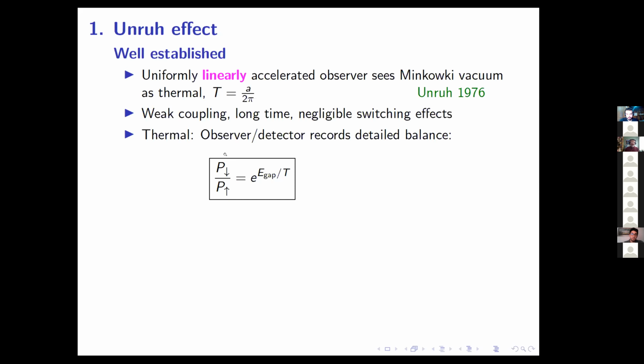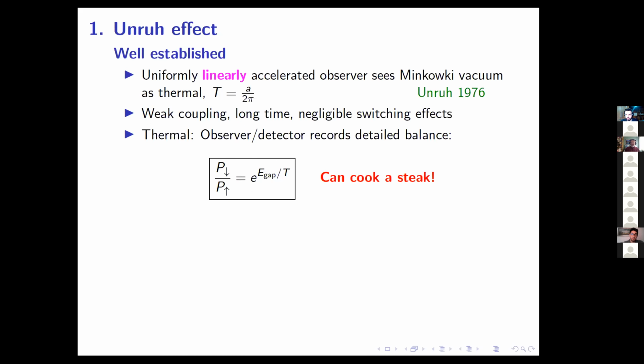There are some limitations to the standard formula, which I've listed here, like weak coupling, long time, and a significant subtlety there. But those subtleties are not the topic of this talk. So this is a real effect. It's so real that you can cook a steak with it. You really do cause excitations in your local systems.